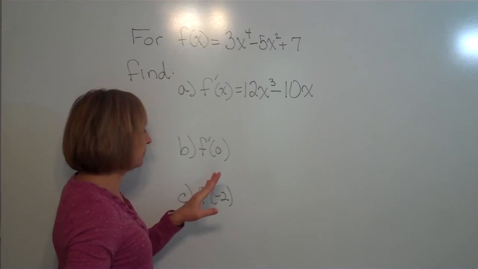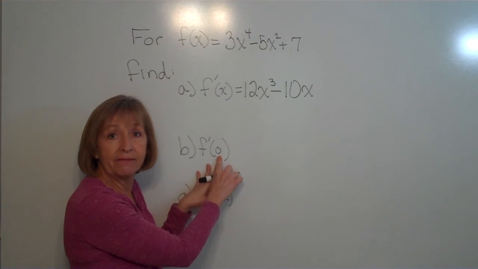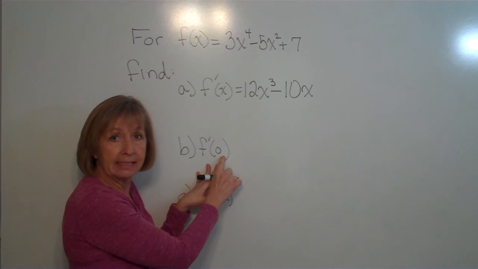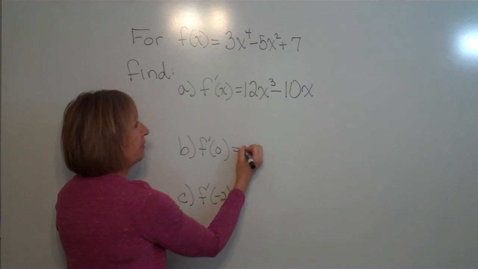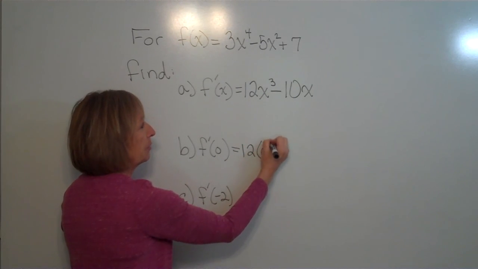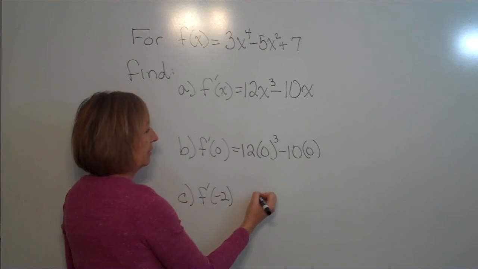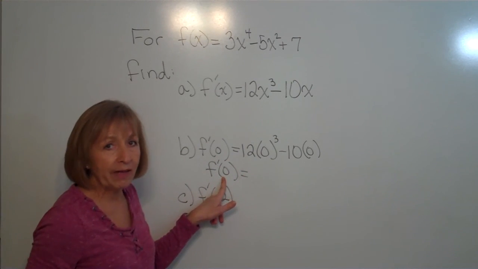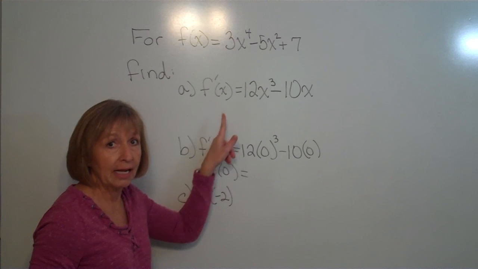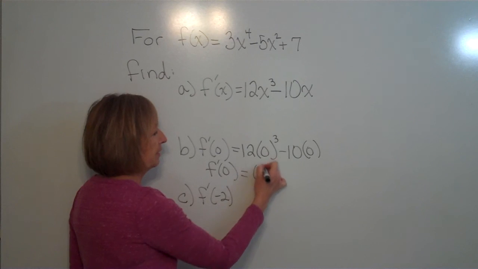Now the next part is to look at the derivative evaluated at a specific x value. So here it's just asking me to put 0 in for all the x's in the derivative of the function. I already found the derivative, so I'm just going to go 12 times, take out the x, put in 0 and cube it, minus 10 times, take out the x and put in 0. So specifically here, our f prime of 0, don't write f prime of x, because f prime of x is this expression. F prime of 0 is what we just calculated, and it works out to be 0.